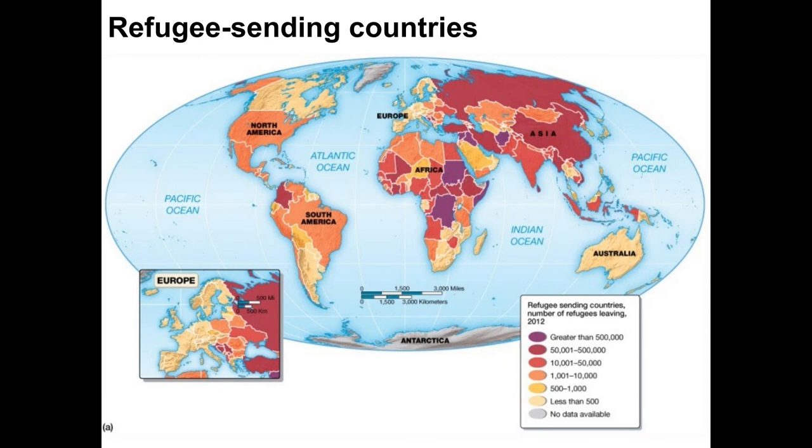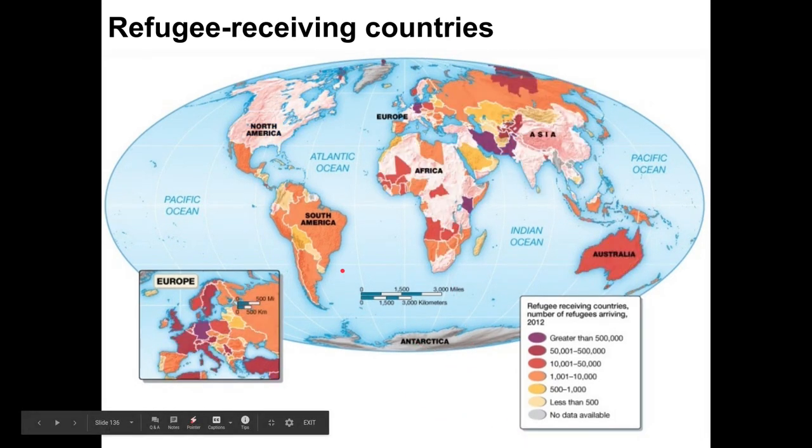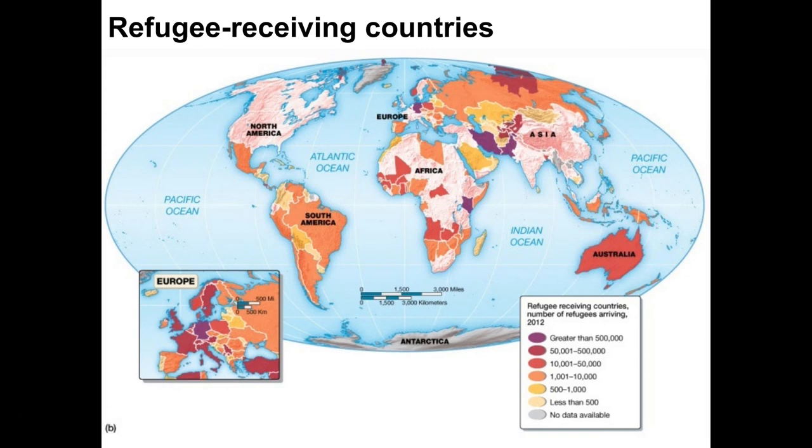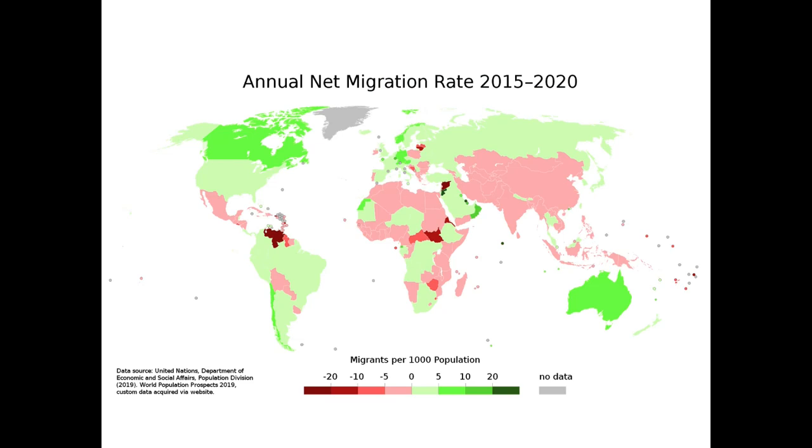Refugee sending countries as of 2012, we had Iraq and Syria and Afghanistan leading the way, Congo. Refugee receiving countries, there you have it. Germany receiving a lot, Pakistan and Iran receiving hundreds of thousands of refugees. Net migration, the blue countries gained people, the orange countries lost people. That's not a great map.